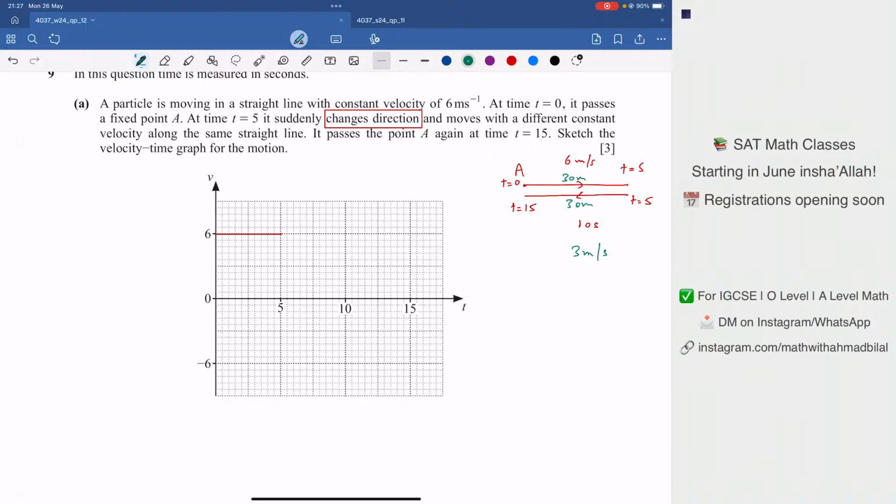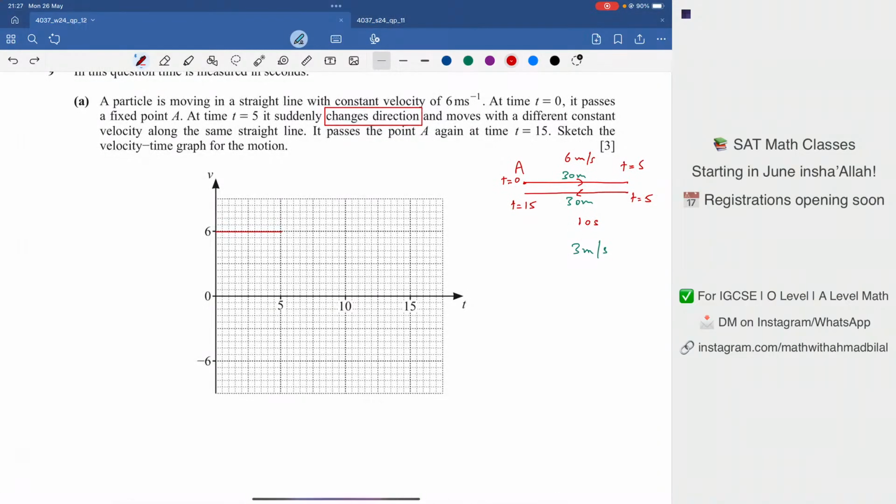Okay? But we're talking about velocity. It's in the opposite direction. So velocity is negative. Half of 6, that's 3, but negative. We would have a horizontal line at minus 3 in this case from 5 to 15.